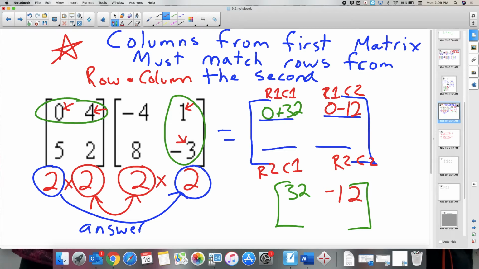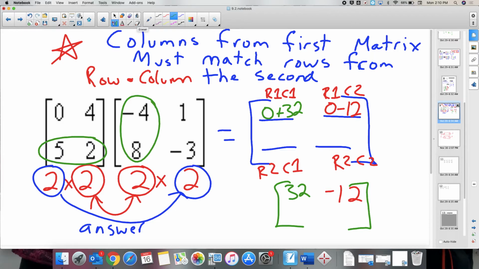Go to the bottom. We have row 2 times column 1. Once again, we're going to do the first times the first. That's 5 and negative 4. That's a negative 20. And then we do the second times the second. That is a positive 16. So negative 20 plus 16 is negative 4.